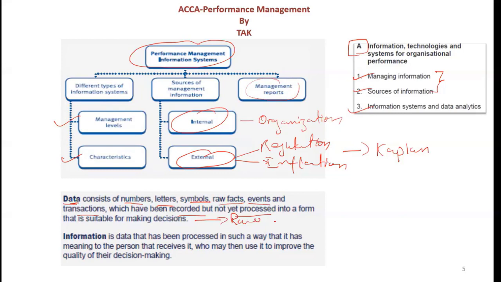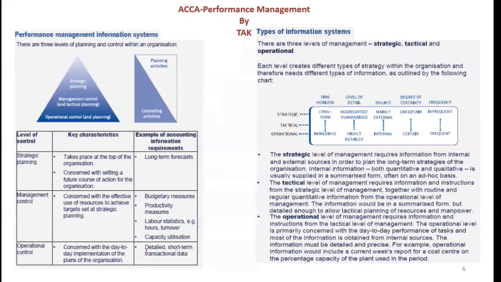When we process the data and it converts into information, it has some meaning. So information is data that has been processed in such a way that it has a meaning to the person who received it, who may then use it to improve the quality of their decision making. So this is a basic definition of data and information. Now let's come to the performance management information system.